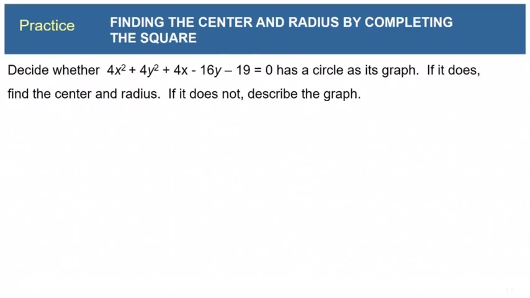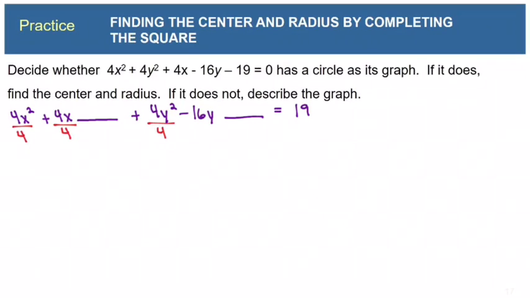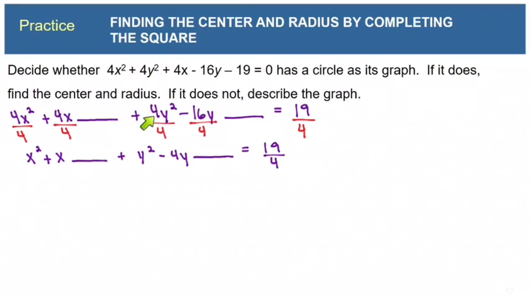Let's go ahead and recopy this, and we'll rearrange the terms so it makes it easy for us to complete the squares. The first thing we have to do is get rid of these 4's, so let's divide everything on both sides by 4. Okay, now that's going to give us x squared plus x, and then here y squared minus 4y, and then on the right side 19/4.